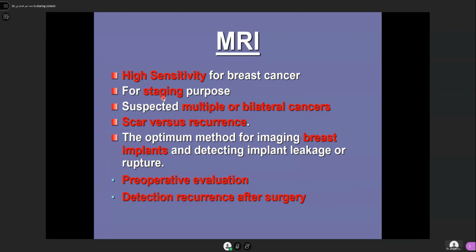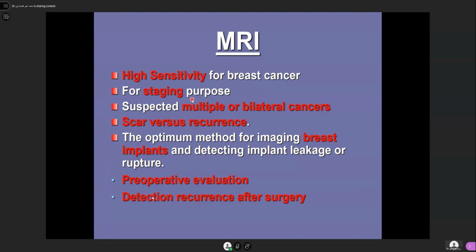The main purpose of performing MRI in the breast is staging, because in staging the most important thing is the size of the tumor. In TNM staging there are three things: tumor, lymph node, and metastasis. Lymph nodes we can also visualize with the help of MRI and ultrasound, but the important thing is the tumor.